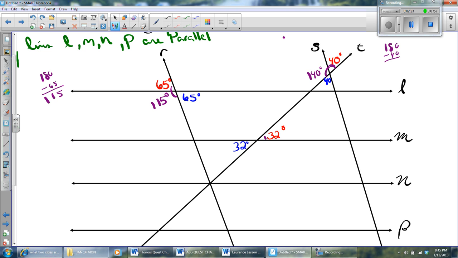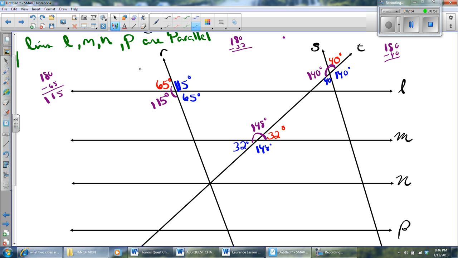Okay, now I'm going to do this one here. And again, I'm going to do 180 minus 32. Well, I know 180 minus 30 would be 150. If I take two more away, I must get 148. Okay, so now that I know that, I can do a couple more vertical angles: 115 degrees, 140 degrees, and 148 degrees. Okay, I'm out of vertical angles again.